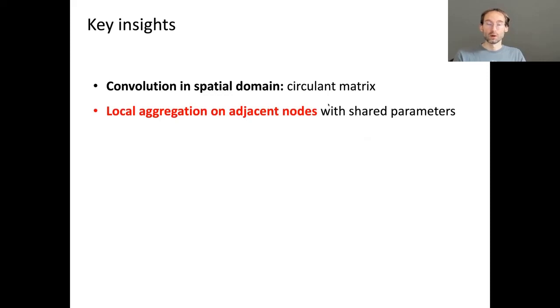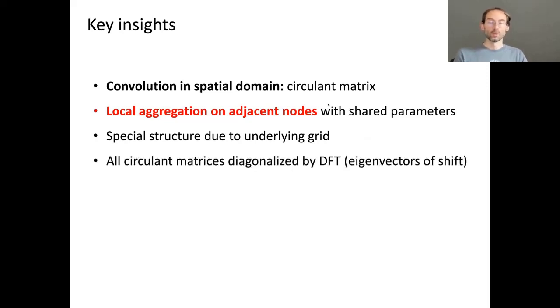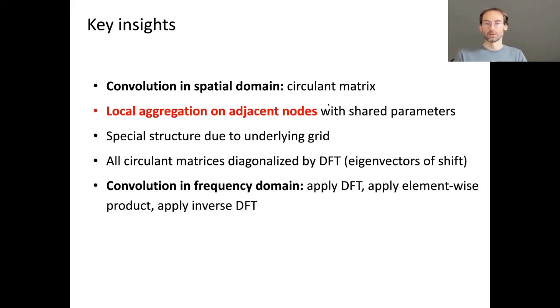You can think of it as a local aggregation on adjacent nodes with shared parameters. And this structure comes from the underlying grid structure. Now, we also see that circulant matrices are diagonalized by the DFT, which are eigenvectors of the shift. And therefore, we can implement convolution in the frequency domain by first applying DFT, then element-wise product, then inverse DFT.